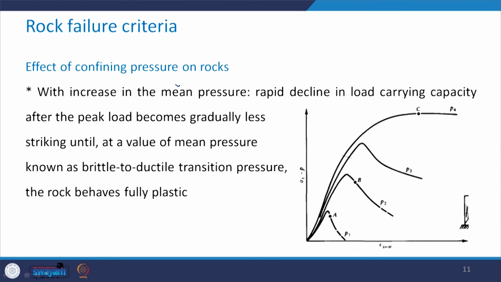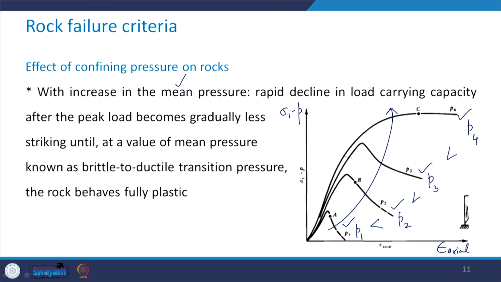Now another aspect: what happens when we increase the confining pressure, which we are calling here the mean pressure? Have a look here, there is a plot between epsilon axial and sigma 1 minus P. P is represented as the mean pressure, which is nothing but the confining pressure. You can see that there are 4 plots. They correspond to the mean pressures P1, P2, P3 and P4. The condition here is that P1 is less than P2, P2 is less than P3 and P3 is less than P4. That means in this direction we are increasing the mean pressure.